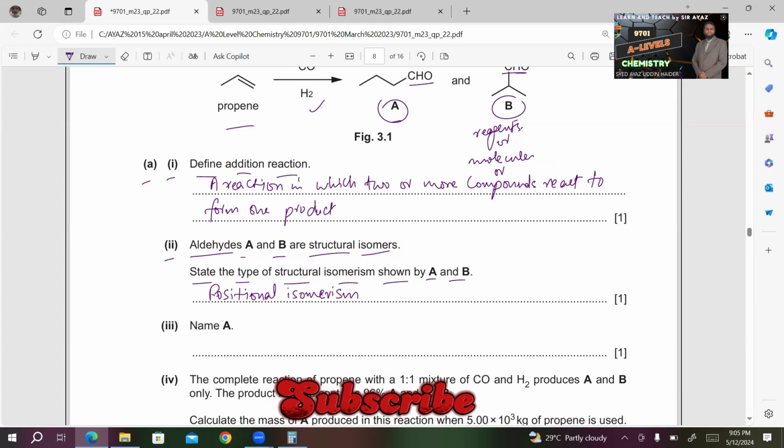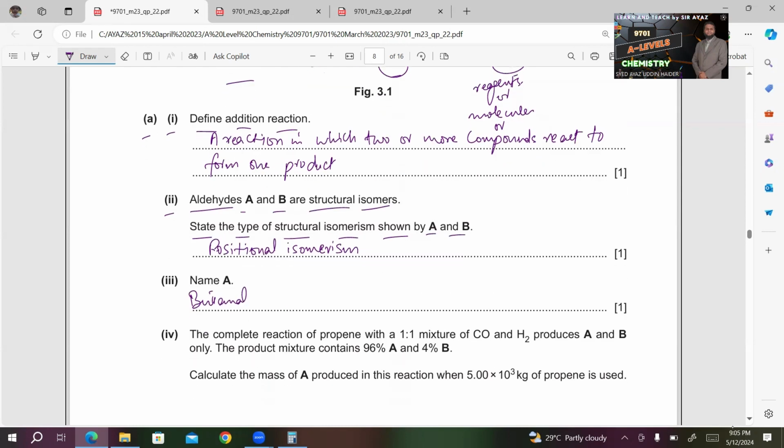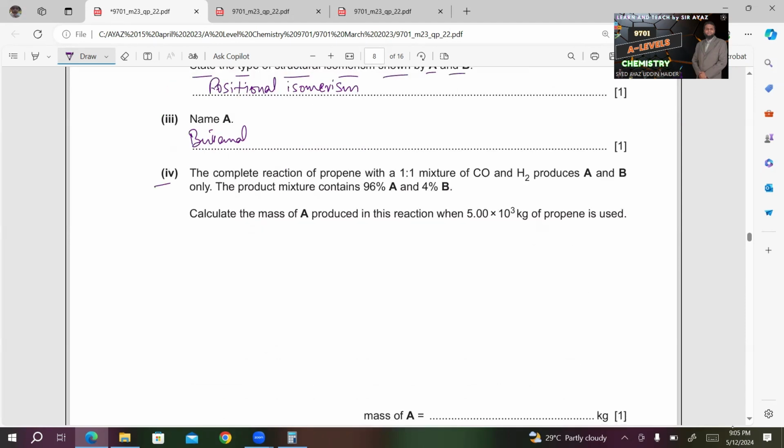Name A. There must be 4 carbon atoms in it. 1, 2, 3, 4. And it's an aldehyde. So you write butanal. Number 4. The complete reaction of propene with a 1:1 mixture of CO and H2 produces A and B. The product mixture contains 96% A and 4% B. Calculate the mass of A produced in this reaction when 5 × 10⁻³ kilogram of propene is used.